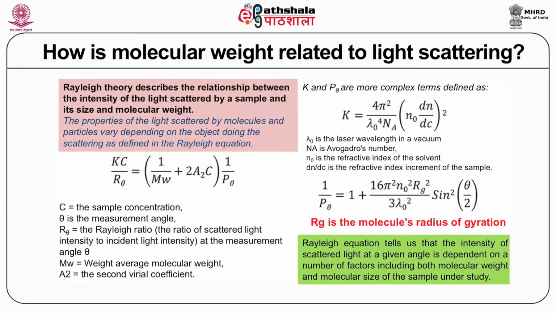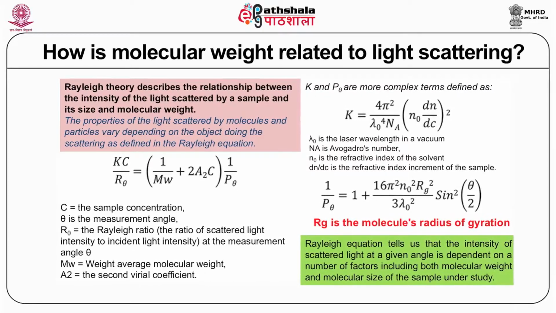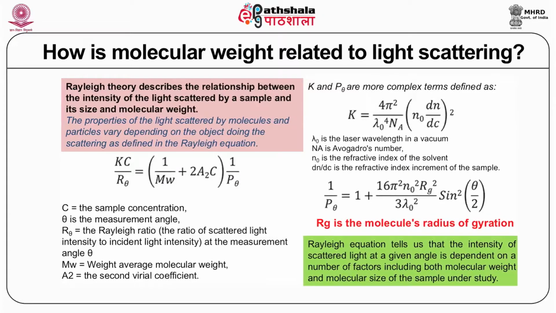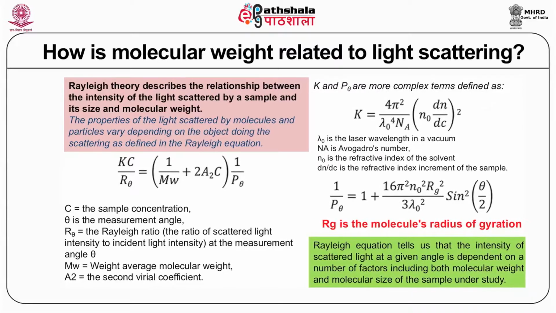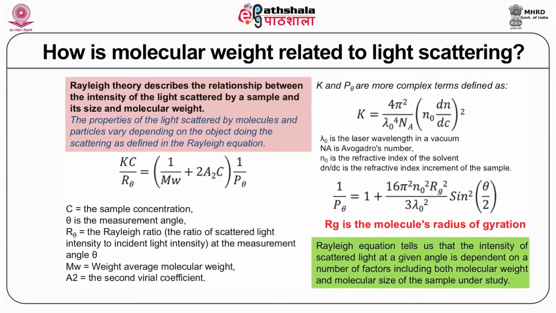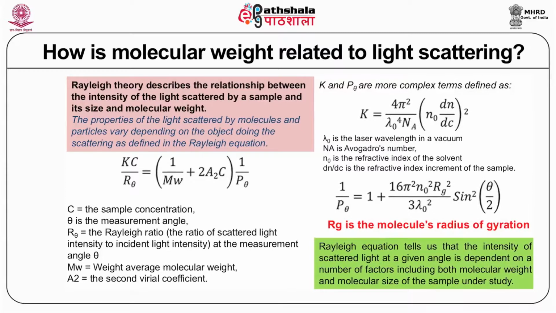So, the Rayleigh equation tells us that the intensity of scattered light at a given angle is dependent on a number of factors, including both molecular weight and molecular size of the sample under study.